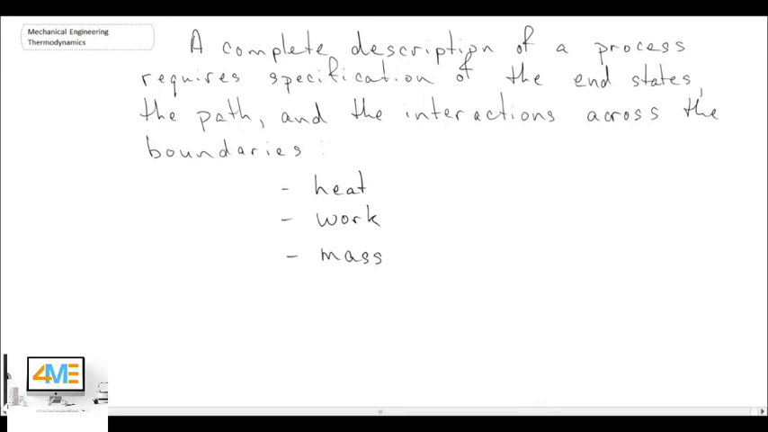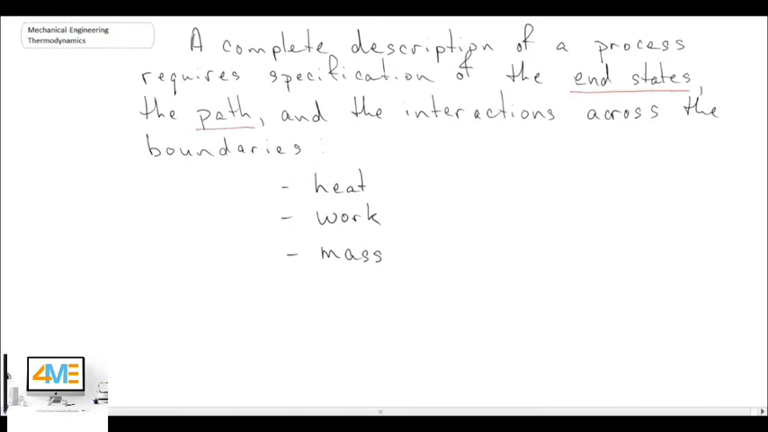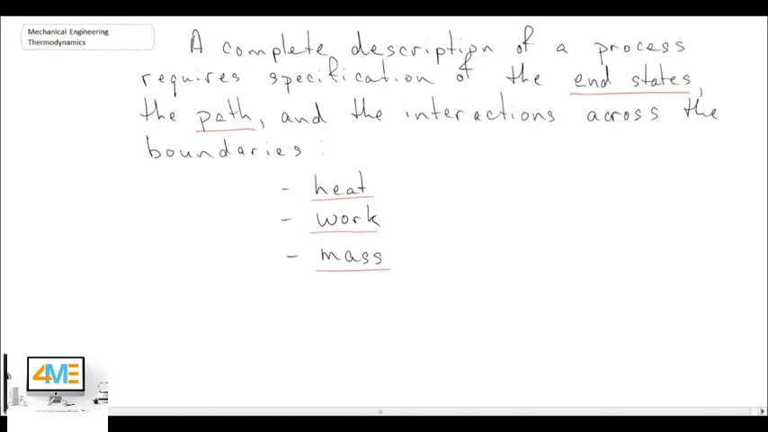So if we know, let me underline those. If we know the end states, if we know the path, and if we know heat, work, or mass, then we have described it completely.